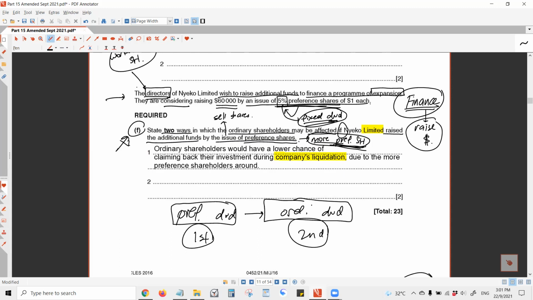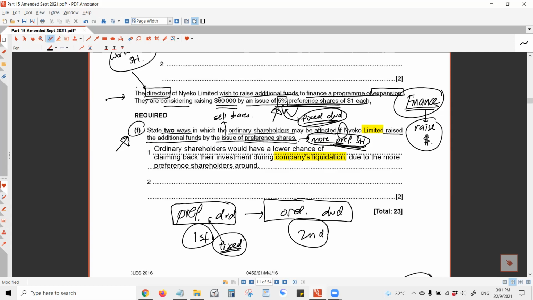It's quite likely that they will get lower dividends because a lot of money has already been paid to the preference shareholders. Preference shareholders get a fixed dividend. It's always fixed. Cannot be lower, cannot be higher. It is 5%. So if there are a lot of preference shareholders, the company has to pay out a lot of money to the preference shareholders.